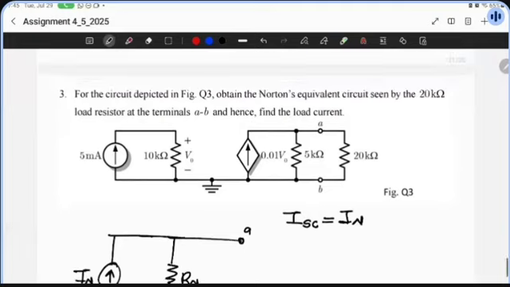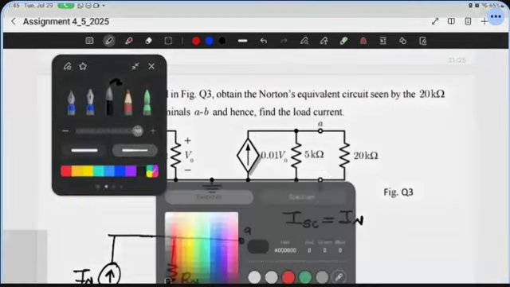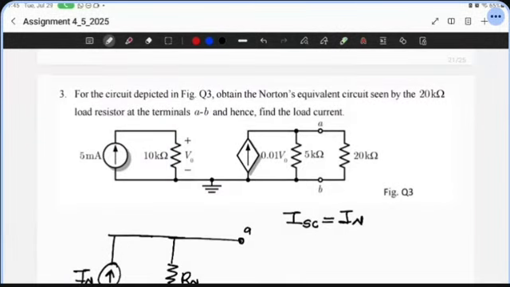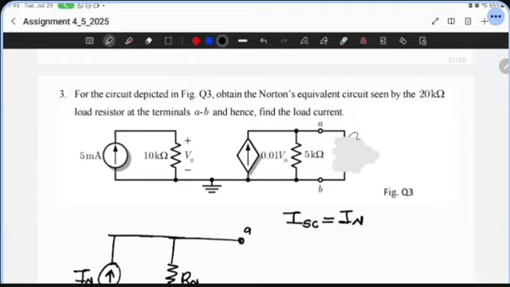So we come to where A and B are, where the load resistor is. We need to short it so that we find the short circuit current. So where we have the load resistor, we're going to replace it with a short circuit. So now we need to find the current that will be flowing down that way. That will be the one that will be equal to I Norton.